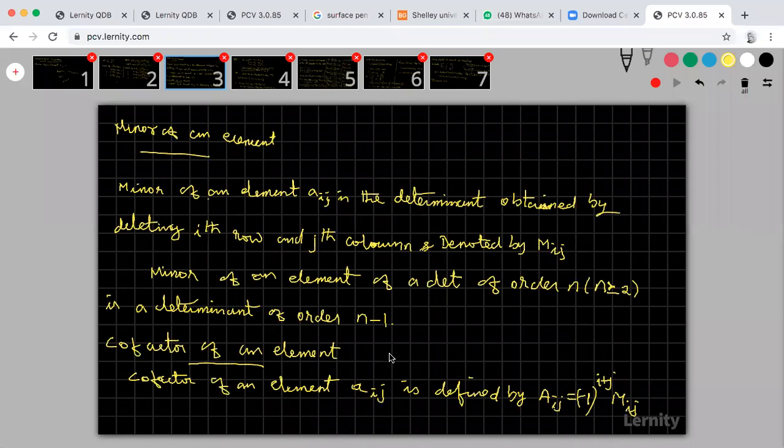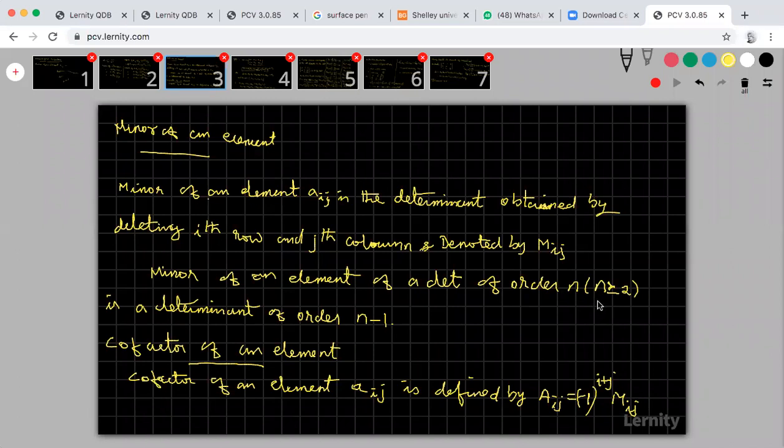The definition of minor of an element, this we have already discussed. Minor of an element Aij in the determinant is obtained by deleting the ith row and jth column and is denoted by Mij. That means the element lies in the ith row and jth column. Leave that row and delete that jth column and take a determinant for the remaining elements. That is your minor.